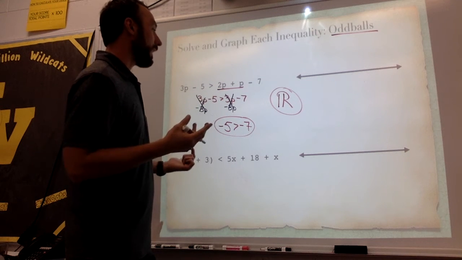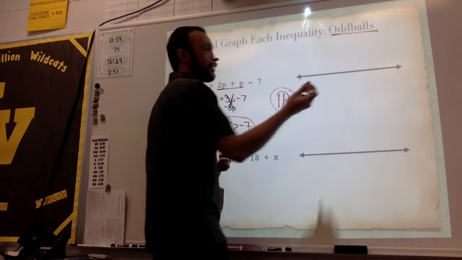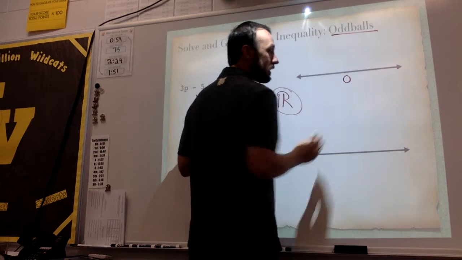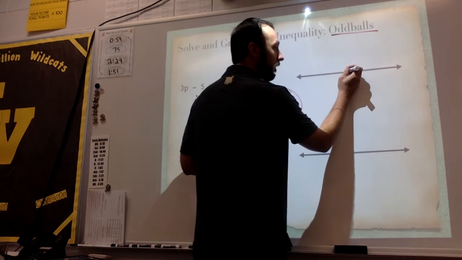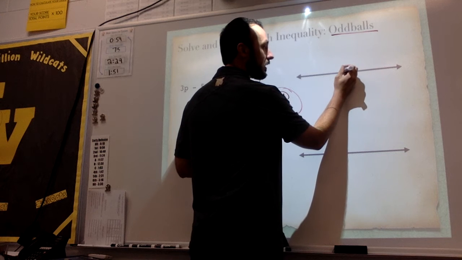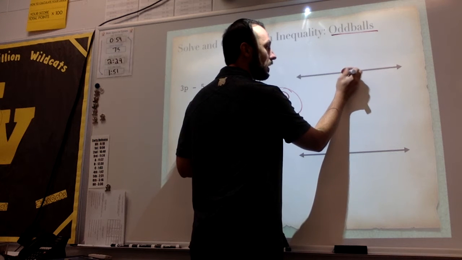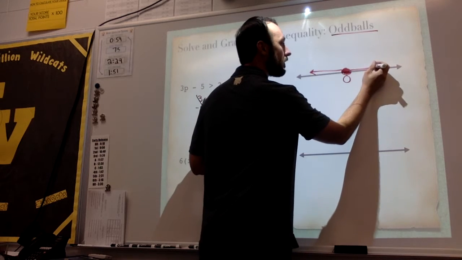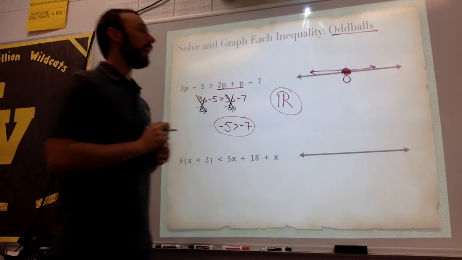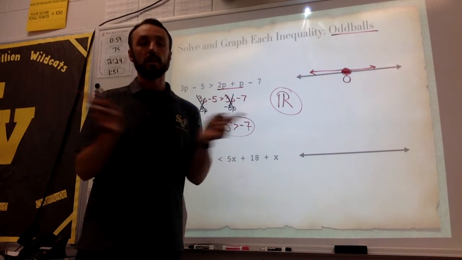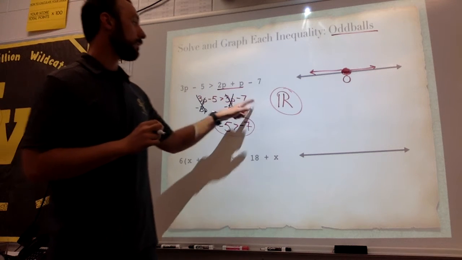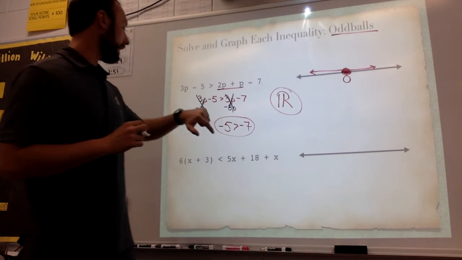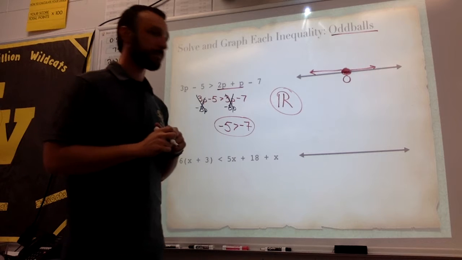So how do you graph this? Pretty simply, I just use 0 because it's the middle of the number line. We're going to circle that. It's included because all numbers are included. And we're just going to graph it going to the left and going to the right. It's going both ways. Every number on the number line is included, so going both ways. So that is an example of all real numbers because negative 5 is greater than negative 7.